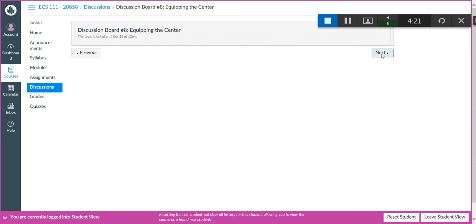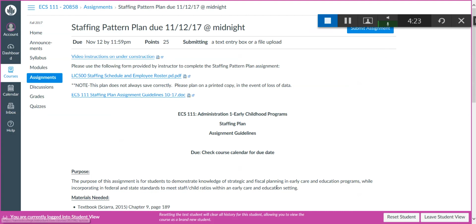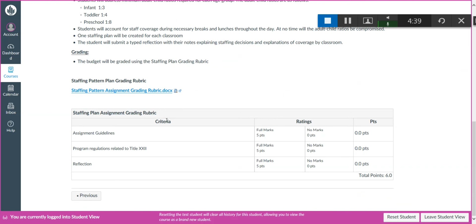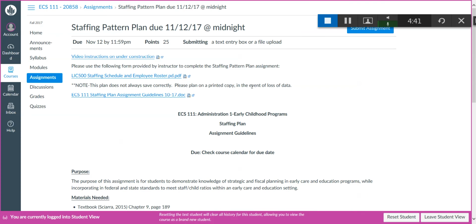I just wanted to give you a heads up that I have put the staffing pattern plan assignment into the module. It's not due for a very long time. In fact, I'm still working on the instructions. I have instructions for Blackboard, but not for Canvas. Here's the form that you would use. Here are the guidelines. And at the very bottom, you'll see I have the rubric. So that's what I have for you for week 9.